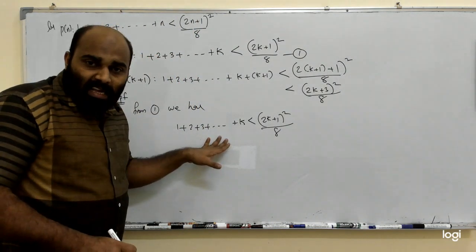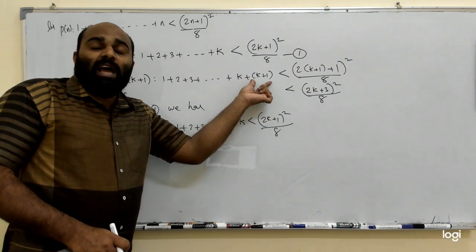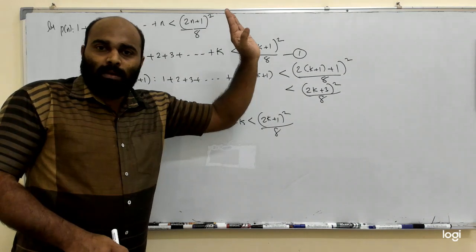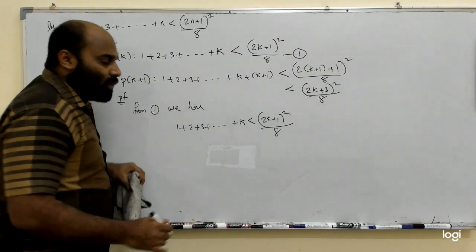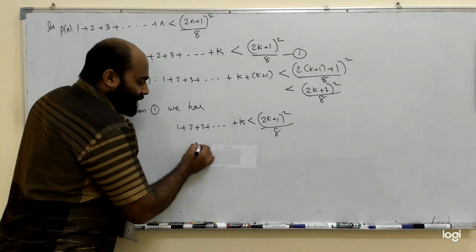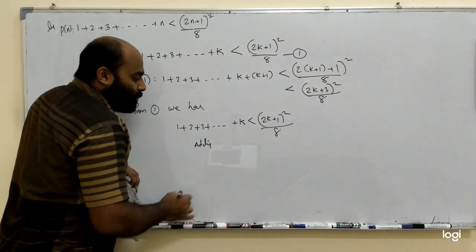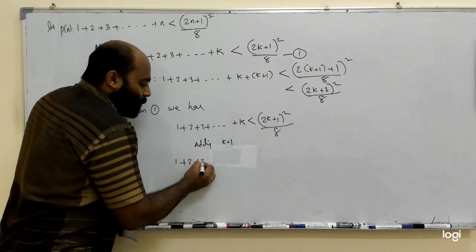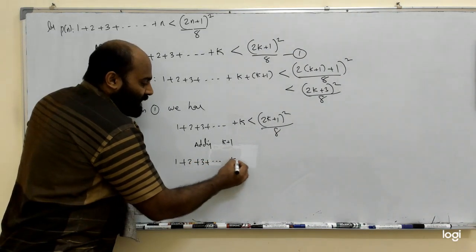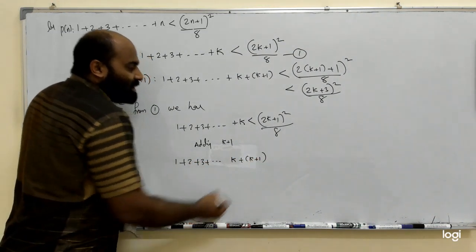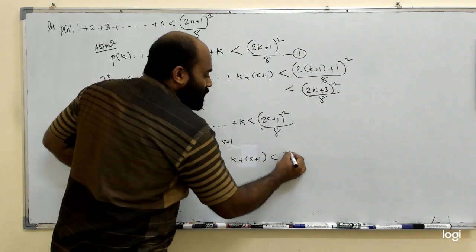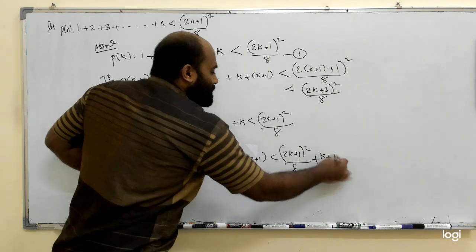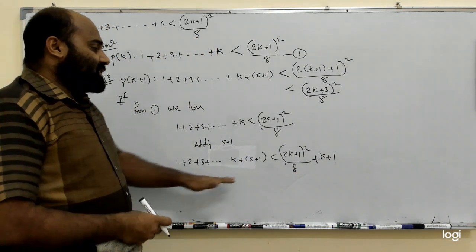Why are we adding k plus 1? Because on the left side I want to get k plus 1. Right side you don't care, that will automatically come. So adding both sides k plus 1. I hope you write it. What will be? 1 plus 2 plus 3 plus etc. plus k plus 1. The same thing we have to add on the right side also: (2k plus 1) whole square by 8 plus (k plus 1). So our left side is okay with us.